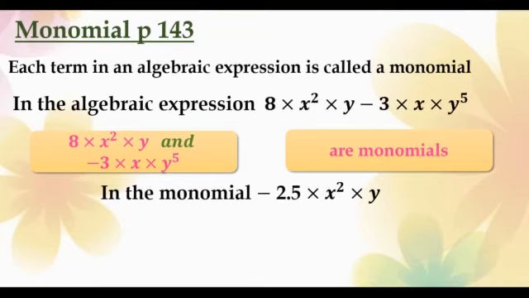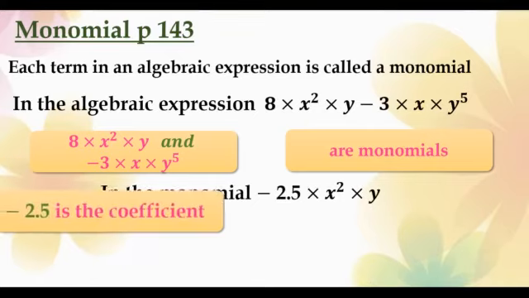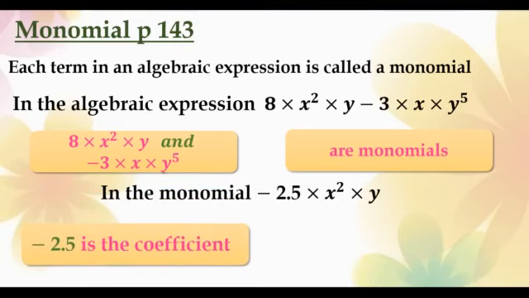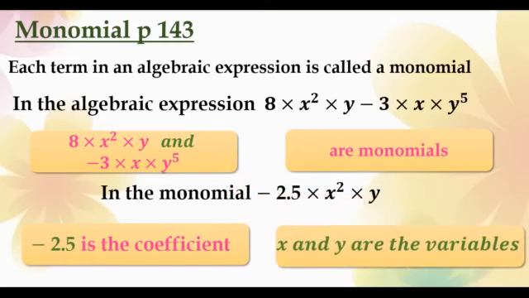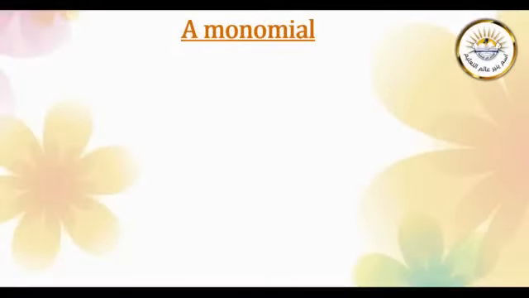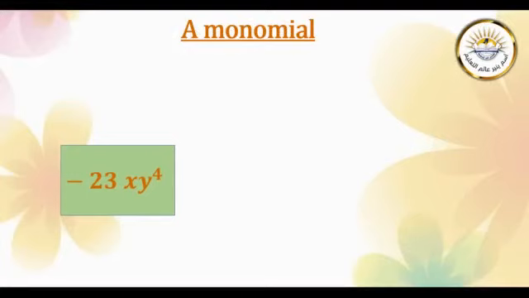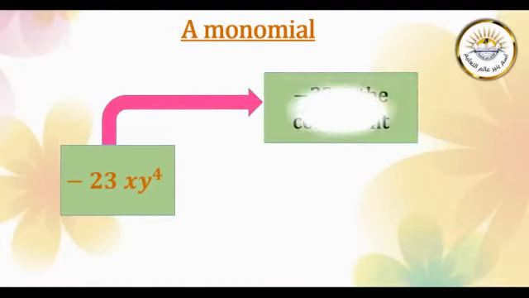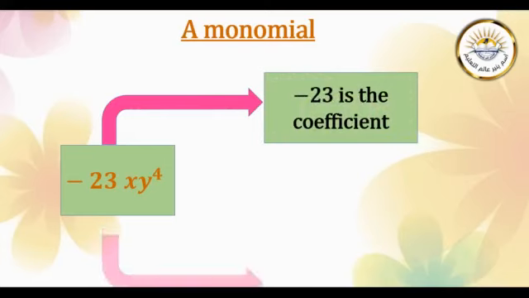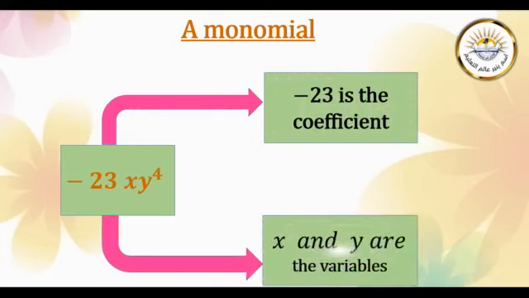In the monomial minus 2.5 times x squared times y, minus 2.5 is the coefficient, which is a real number. x and y are the variables, because x and y are unknown numbers. They can be any number. That's why we call them variables. And in the monomial minus 23 times x times y to the power of 4, minus 23 is the coefficient, and x and y are the variables.